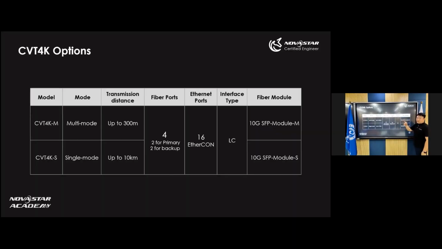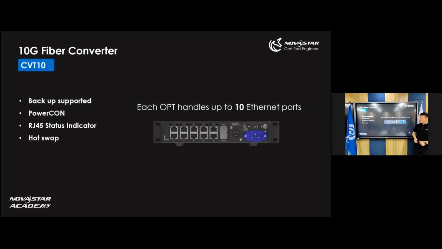And here is the same with CVT10 and CVT20, the LC type, and the fiber mode, you just take a picture. Okay, we also have another fiber converter which was released just recent years. We name it CVT10. As you can see here, we have 10 Ethernet cable output ports, and we also have 2 OPT ports. Here, one OPT can support transmitting 10 channels of Ethernet ports.